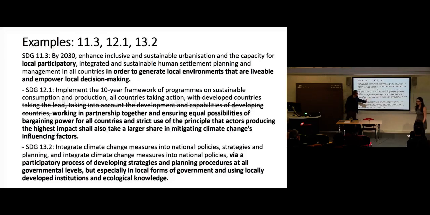But then, strict use of the principle that actors producing the highest impact shall also take the larger share in mitigating climate change's influencing factors. This is a point which a lot of countries actually make. The whole emission thing, you know that. But that should be in the SDG. It's not there. It's simply not there. And this is a very old discussion. You remember the governments of the small islands in the Pacific running around, because for them it matters if it's 2, 3, or 4 degrees. It's about whether the water is here or it is here. I don't have to tell you this.